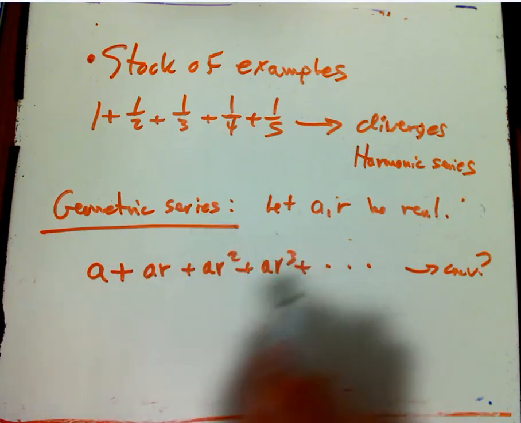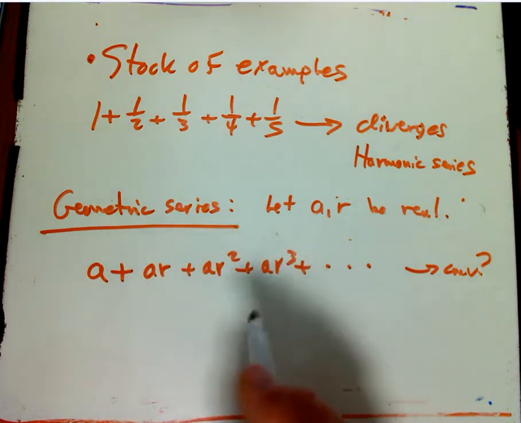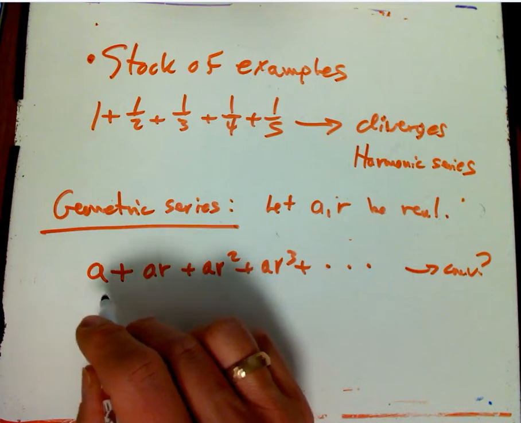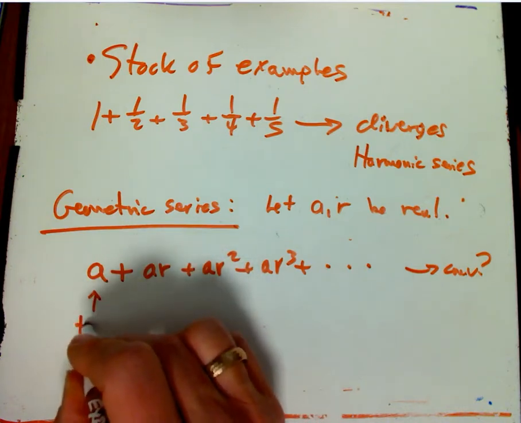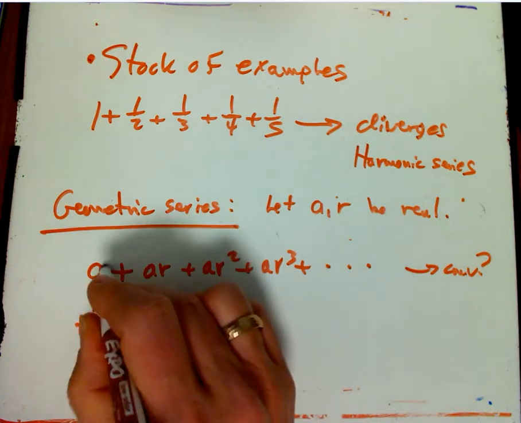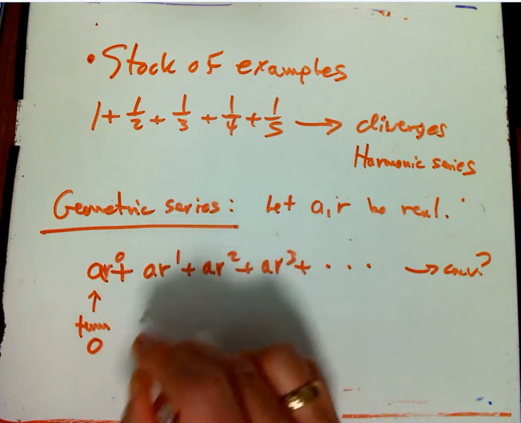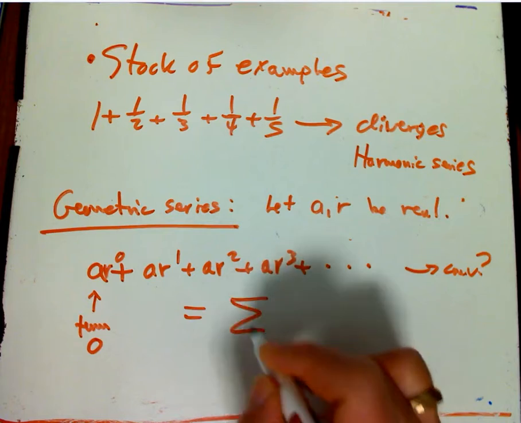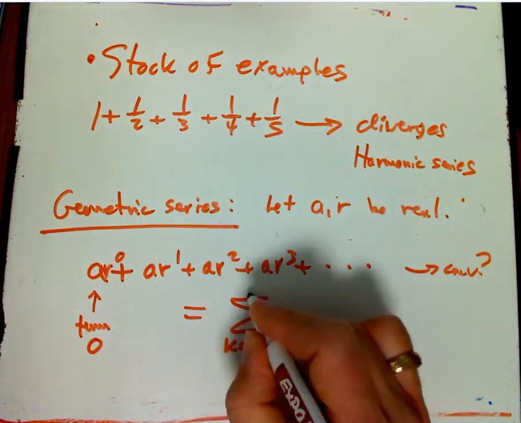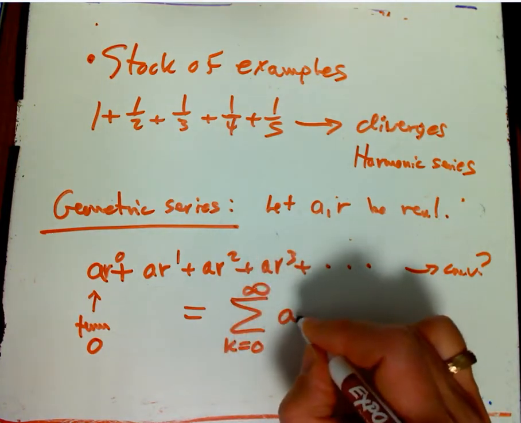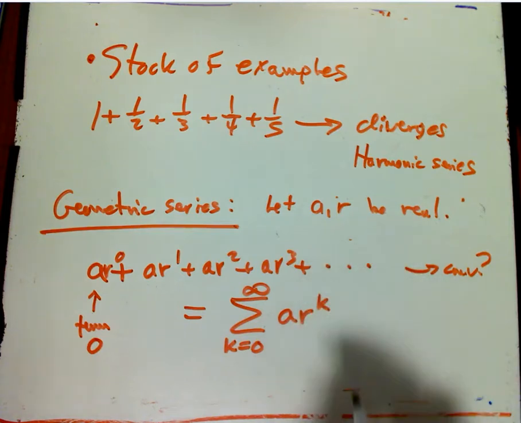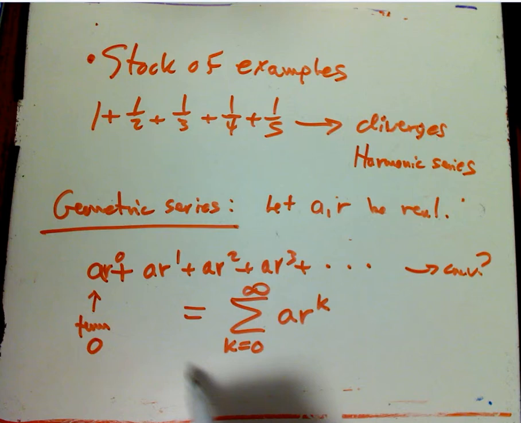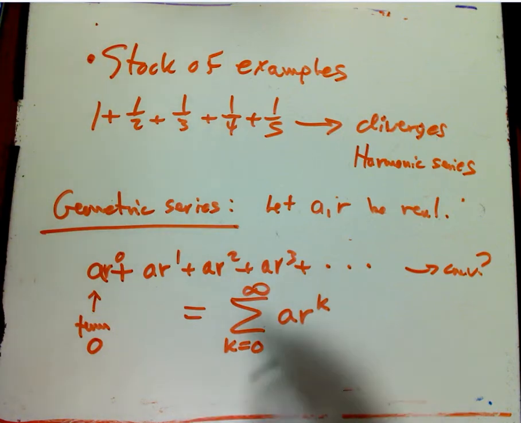And different books do this in different ways, but to match up with the power series stuff, I want to call this term number 0 because that's really AR to the 0, and this is AR to the 1. So this is term 1, term 2. So it starts with term 0. So in other words, we're going to write it as the sum k equals 0 to infinity of A R to the k. You'll often see it starting at 1 and a k minus 1 here. But when you're doing power series, that's just unnecessary.